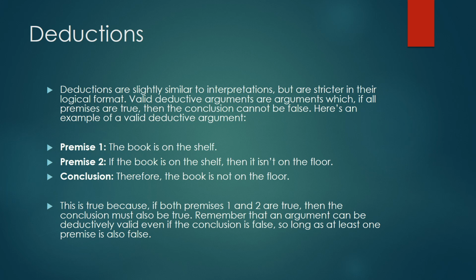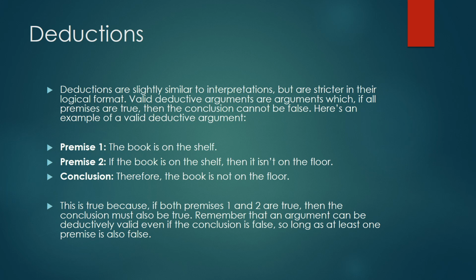Premise 1, the book is on the shelf. Premise 2, if the book is on the shelf, then it is not on the floor. Conclusion, therefore, the book is not on the floor. This is true because if both premises 1 and 2 are true, then the conclusion must also be true.